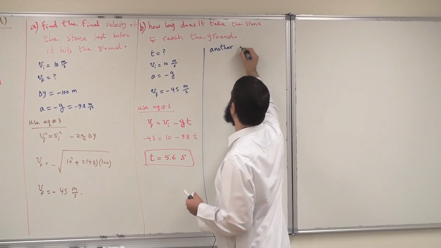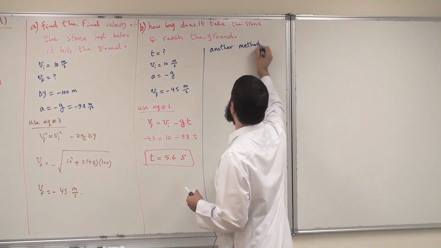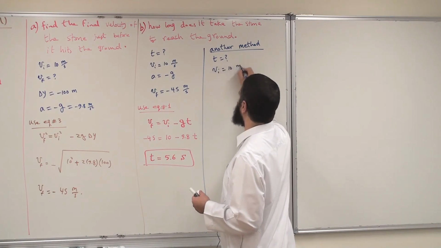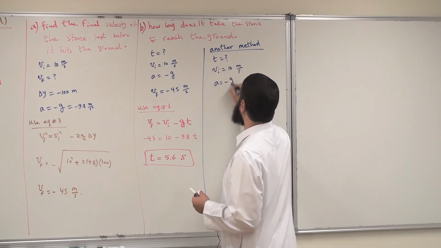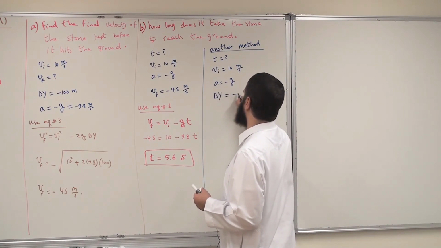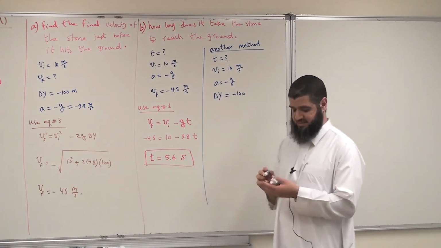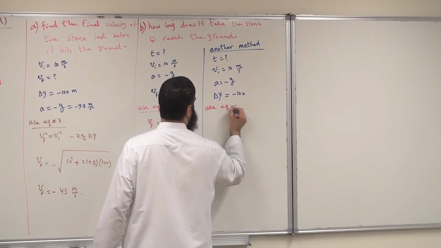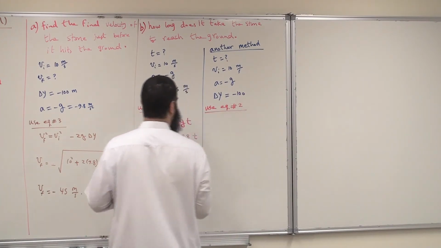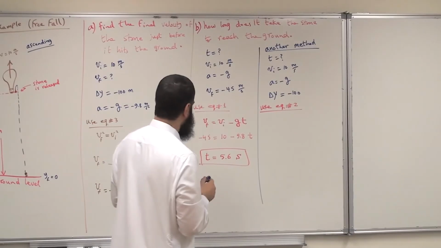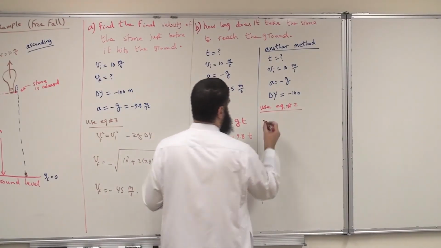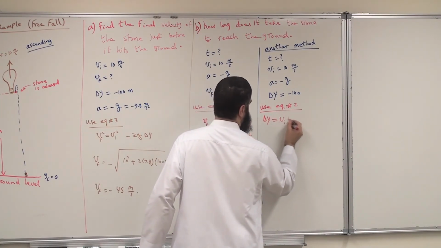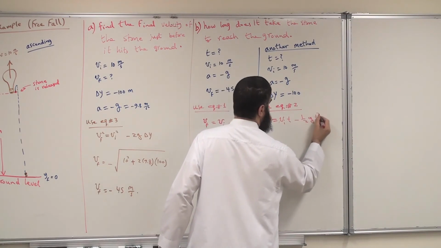Some of you might think to deal with time as unknown. V initial is 10 meter per second, the acceleration is minus g, and he would like to use delta y, which is minus 100. In that case, he should use equation number 2. But be careful, you will have t squared and it will be a quadratic equation. There, delta y equals v initial t minus 1/2 g t squared.